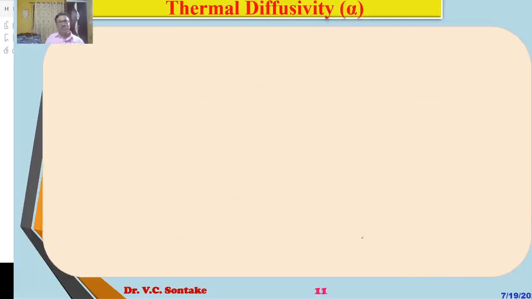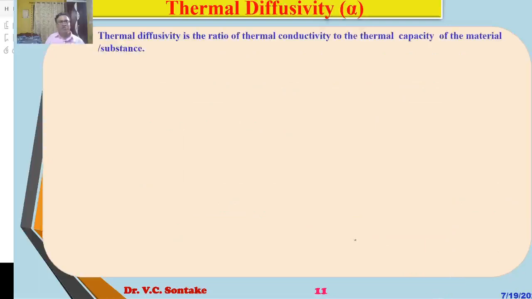Then thermal diffusivity, represented by alpha. Thermal diffusivity is the ratio of thermal conductivity to the thermal capacity of the material or substance. Mathematically, thermal diffusivity alpha is the ratio of K by rho C, and its unit is meter square per second.